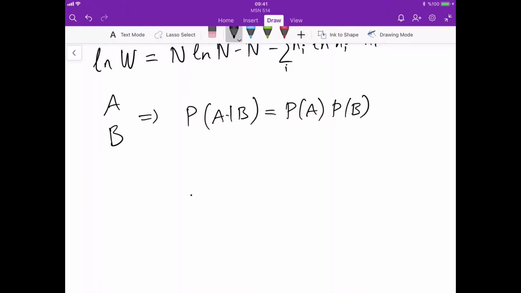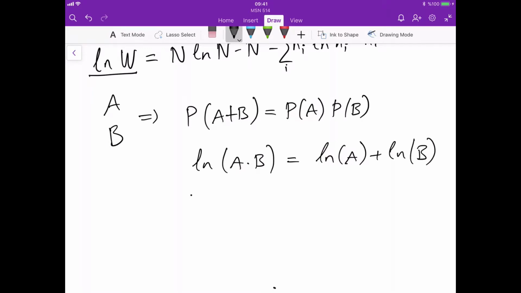Can I say that the probability of A and B happening is the probability of A times the probability of B? Yes, I can do that? See, I don't know many things too. That's why we are taking ln, because ln of A times B corresponds to ln A plus ln B. So whatever I get, I want to be able to sum them up.